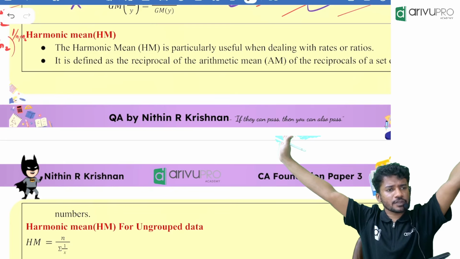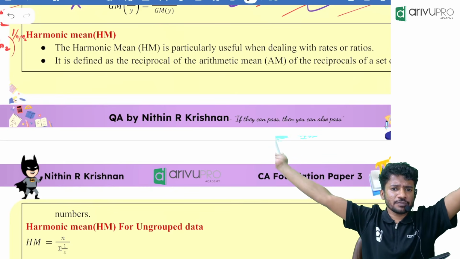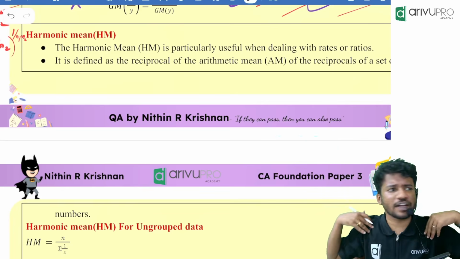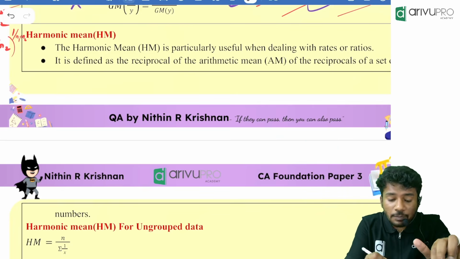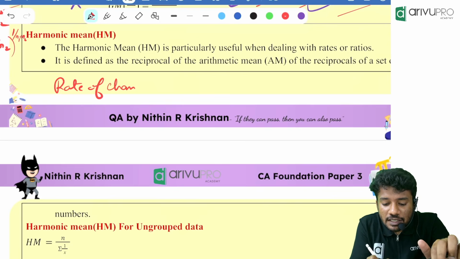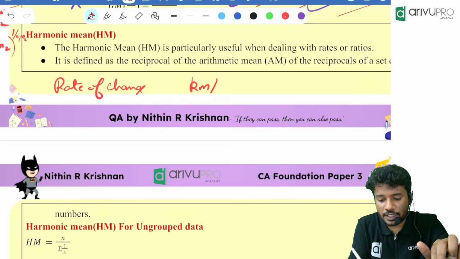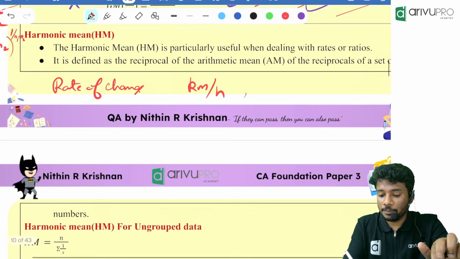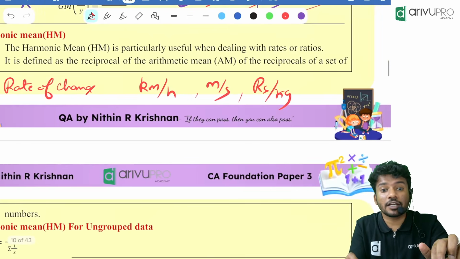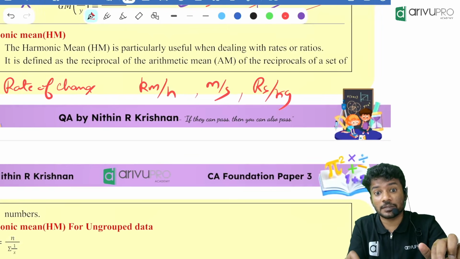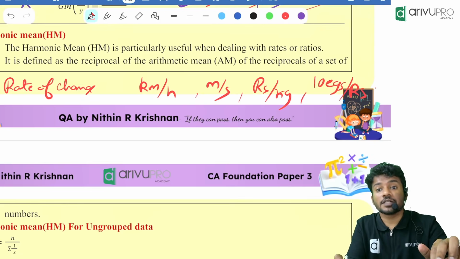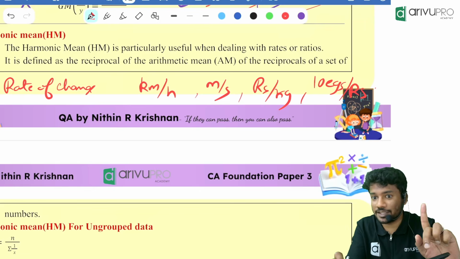When are we using harmonic mean? Any idea? Geometric mean we use when percentages are involved. Arithmetic mean, when random values are involved. Harmonic mean we will find when rate of change is there. Rate of change means, for example, kilometer per hour, which is speed, or meter per second. Rupees per kilogram: 45 rupees per kilogram for 1 kg of orange. That means per kilogram. 10x per rupee means you will get 10x for 1 rupee. That is the meaning.